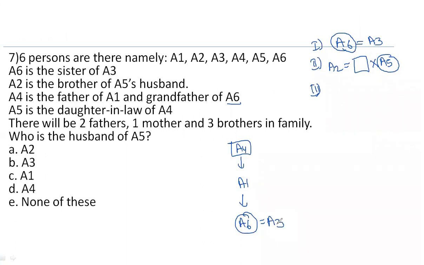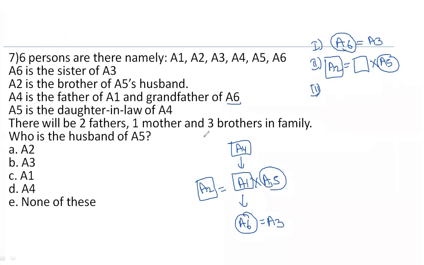A5 is the daughter-in-law of A4, right? So you can confirm that. You can fix A5 here. So she will be the daughter-in-law of A4. And A1 is a boy. And A1's brother is nothing but A2. Okay. A1's brother is nothing but A2. Okay. A2 is the brother of A5's husband. Means whatever the condition of clue that we have over there, you can represent here. Done. So now, how many persons are there? Totally 6 persons are there, right?